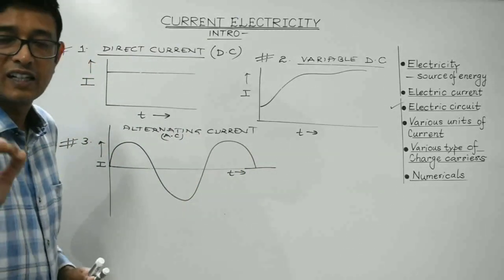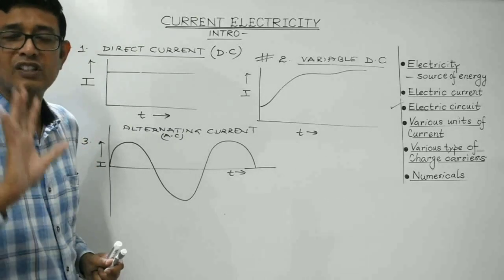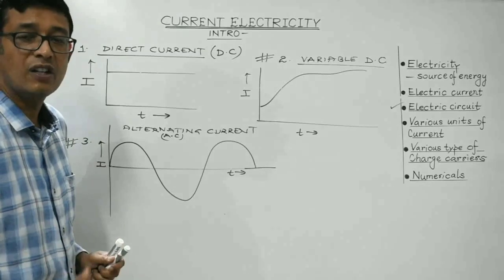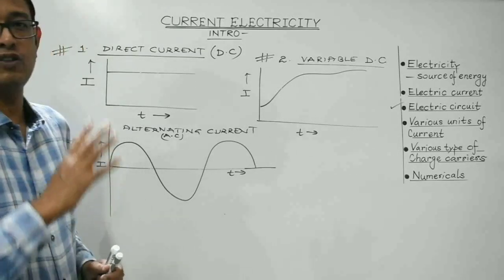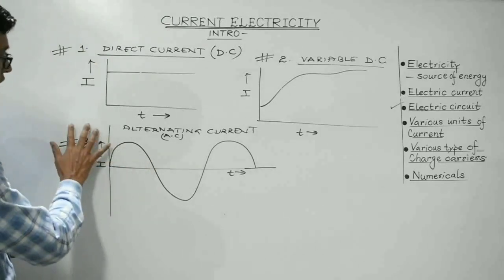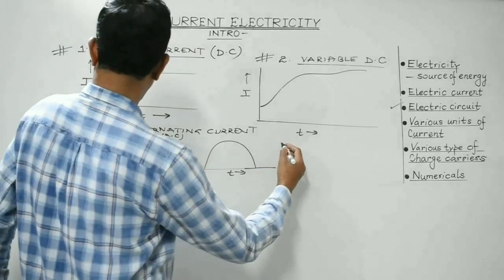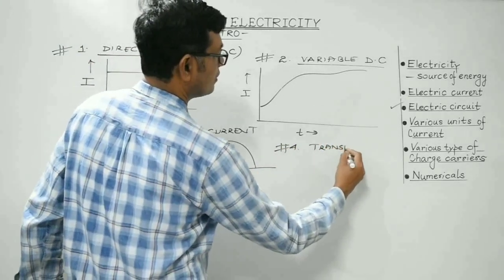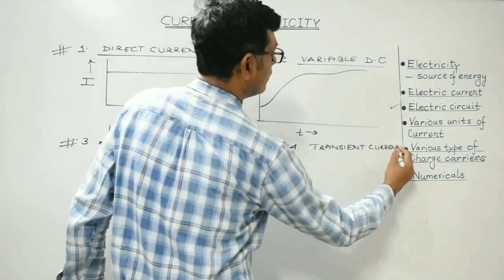So, alternating current is that current whose magnitude changes continuously with time and which reverses its direction periodically, that is, after every fixed interval of time. Such a current is known as alternating current. There is another current also, the fourth type of current, that is known as transient current.